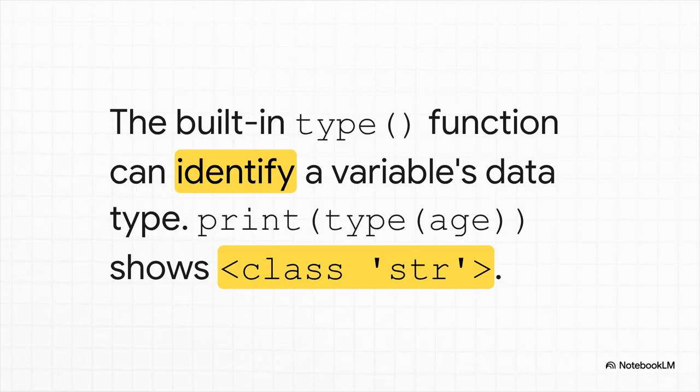And we can actually prove this. Python has this really handy little tool called the type function. If you wrap it around your variable like this, Python will tell you exactly what kind of data it thinks it's looking at. And for our age variable, it's going to come back and say class string, which is just Python's way of confirming, yep, that's a string.